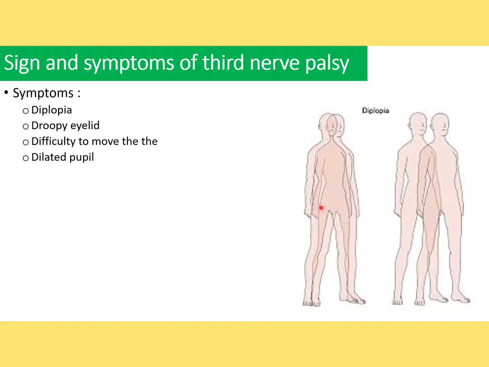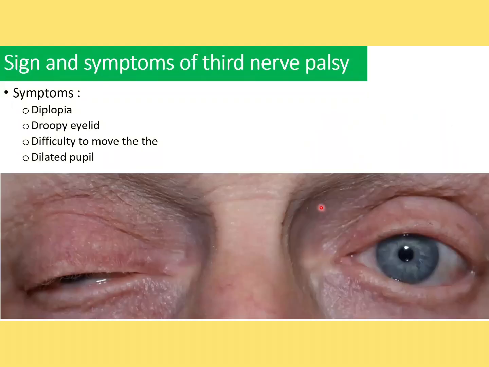Another noticeable symptom is a droopy eye. Here you can see that the droopy eyelid is also known as ptosis. Why? Because in the pathway, I already told you that the parasympathetic pathway of the oculomotor nerve, which is coming along the inferior division, then innervates the levator palpebrae superioris muscle.